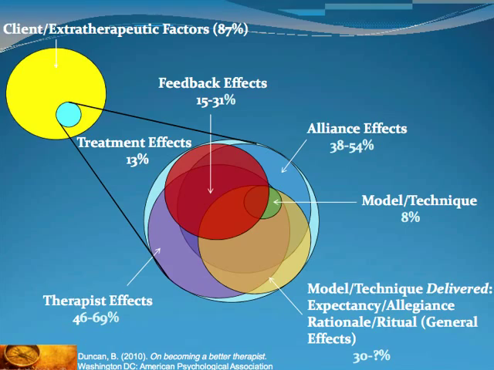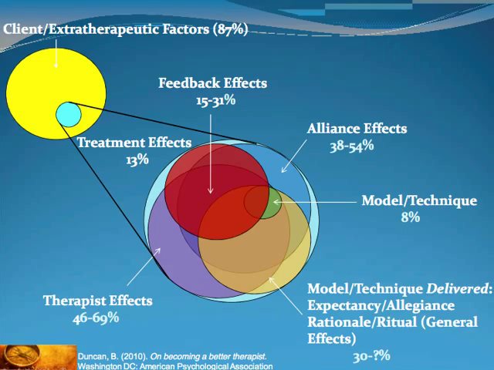This has to do with expectancy and allegiance to the rationale and ritual. This is a very important concept in counseling. What it means is whatever theory or interventions you are using, you need to believe in them. In other words, you need to have allegiance to them. And the client needs to believe in them too. They need to have expectancy that change is going to occur. This is far more important than that small green circle, which is the model or technique.